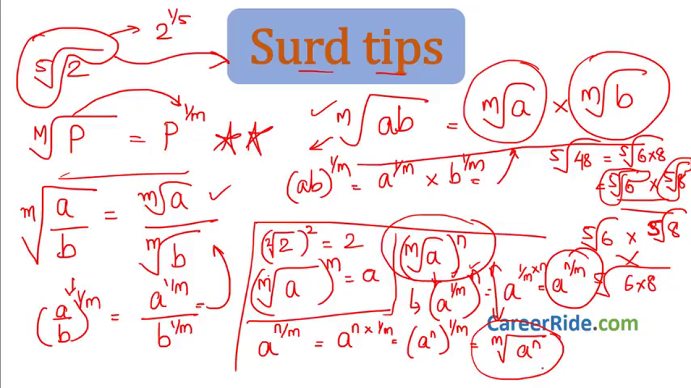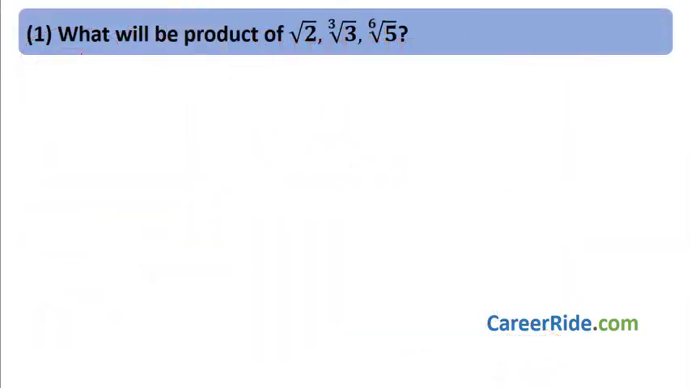So now remember the tips regarding surds, and let us move on to a few questions, and we'll apply all these tips and tricks there. Question number 1. What will be the product of root 2, cube root of 3 and sixth root of 5? Now what do we want? Multiplication of these three numbers. Like I have told earlier, the surds have to be the same, then only you can multiply.